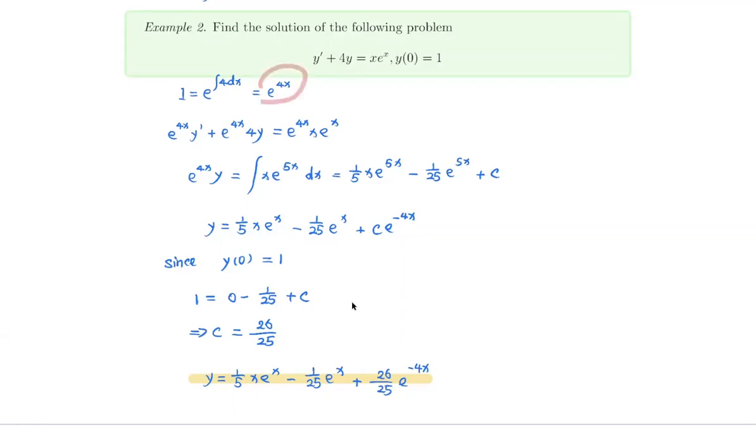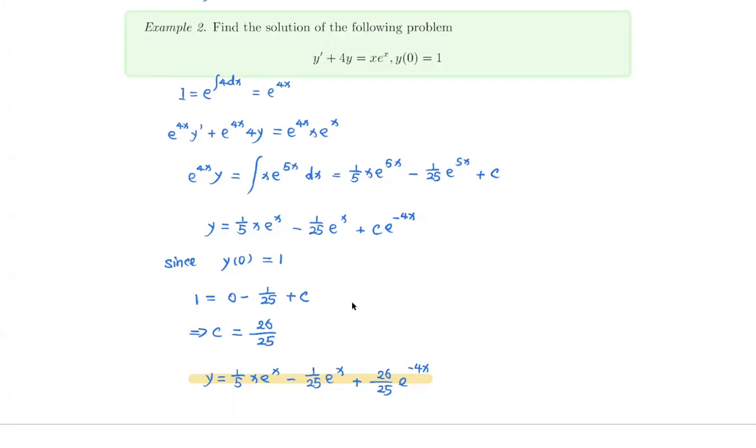That's going to give you this, and you can collapse this by writing it as e to the 4x times y, prime. I skipped a step because I'm a lazy person. Anyway, then you take the integral on both sides. That's going to give you this step, and then you use integration by parts. You can find this. Then you isolate your y, so you divide both sides by e to the 4x. That's going to give you this.